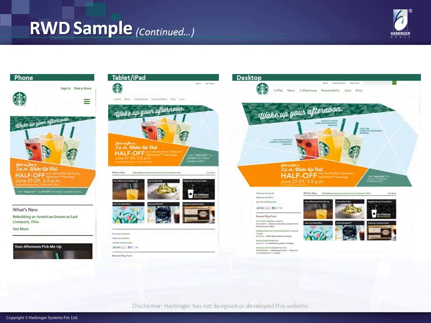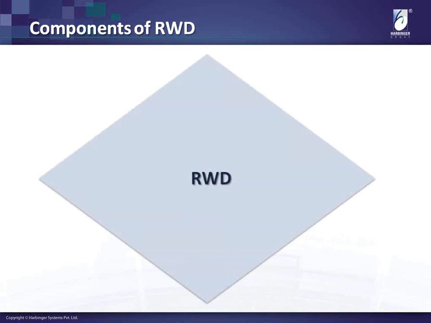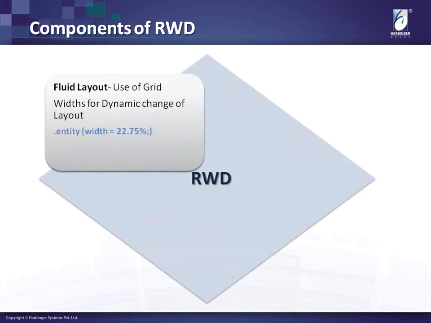Here is another example of the famous Starbucks website, which shows again how a horizontally laid navigation list is condensed and hides behind a small menu button when it comes to the mobile version of the website. So after having a look at these samples, let me walk you through a few components of RWD. We have placed the 4 main components of RWD here.